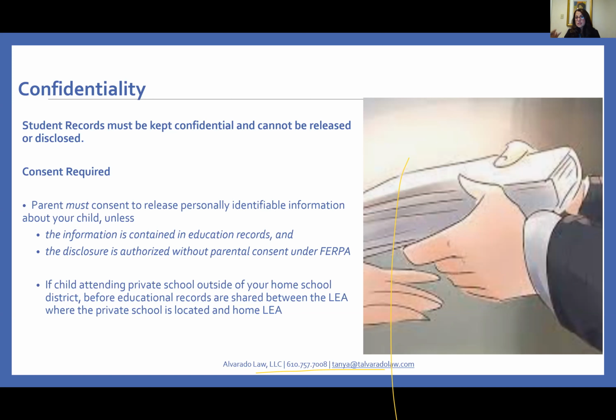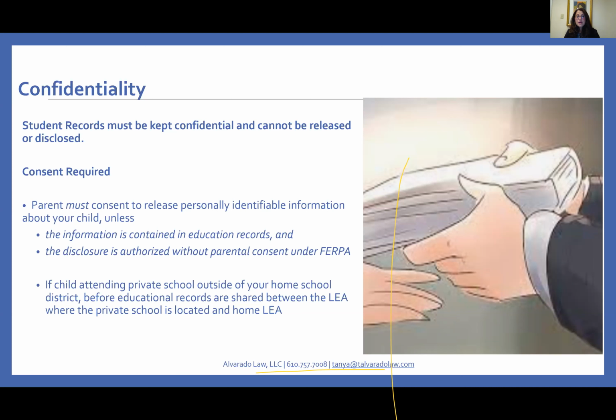Consent is required to release the records. We're talking about information that is personally identifiable information: name, date of birth, address, anything that would personally identify your child's disability, the diagnosis, that type of stuff. That information, unless it's contained in educational records and the disclosures are authorized under FERPA without parental consent.